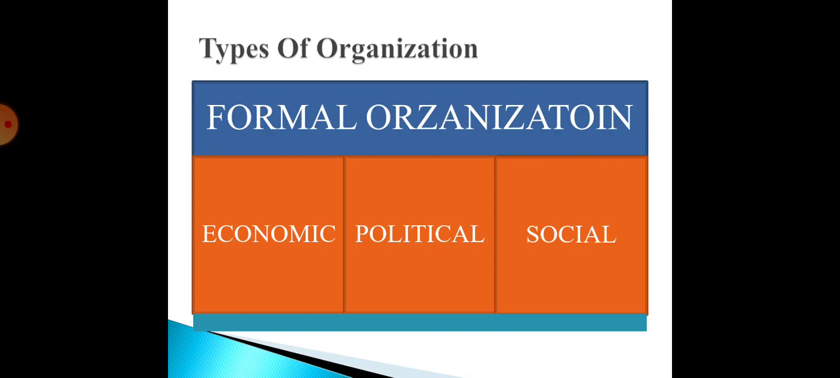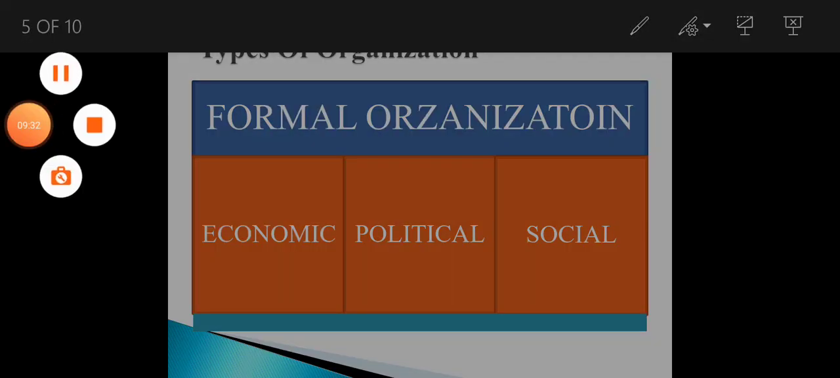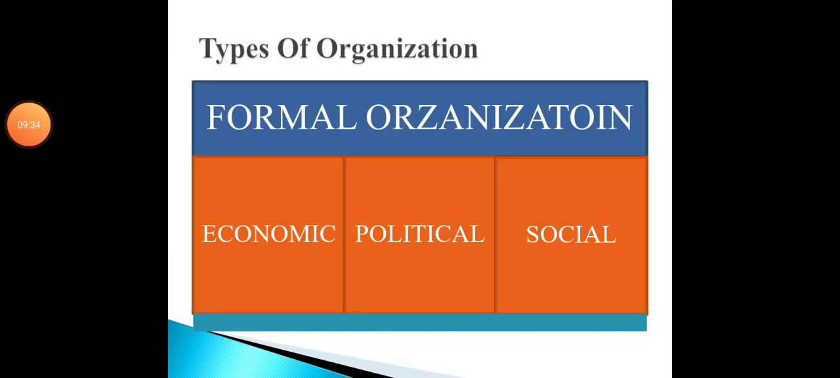There are the formalized organization. Here formal organizations are social units which are deliberately created to fulfill certain needs. Formal means they have particular policies, particular rules, particular regulations, in the manner of deliberately fulfilling certain needs.